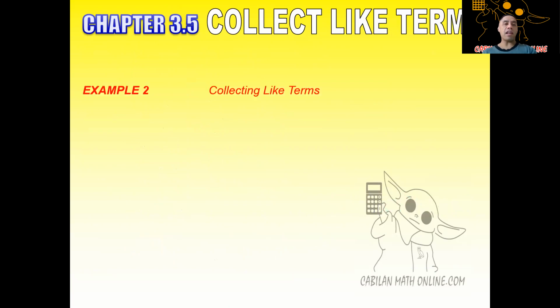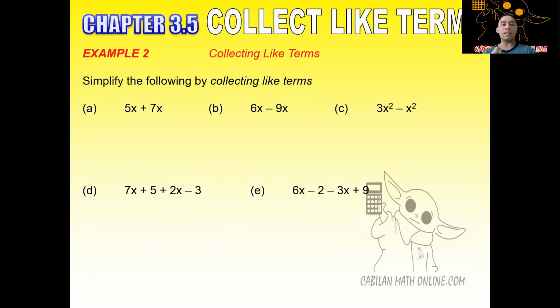All right, so for the next one over here, we're now going to understand what collecting like terms is. Basically, anytime that you have two variables with the same exponent, you can either add or subtract them depending on the operation that we have. So start off with part A here. We have 5x plus 7x. When you're collecting like terms, all you're simply doing is adding the coefficients together, but the letter remains intact. So 5x plus 7x is just going to give me 12x here.